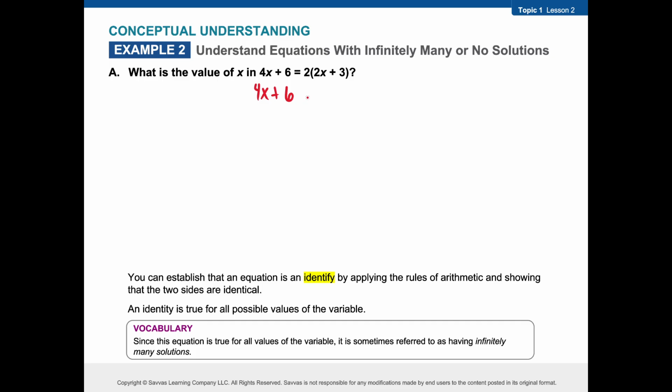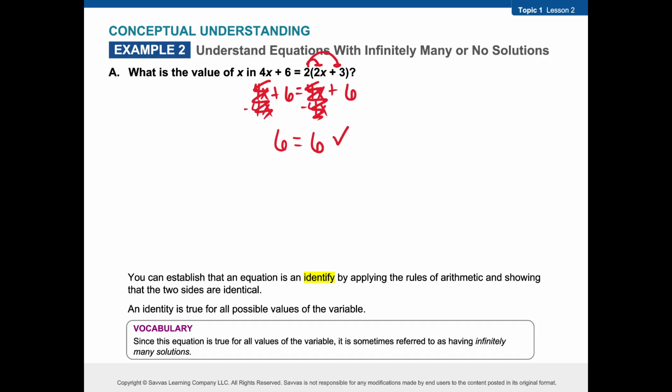When I go to distribute, example 2, understanding equations with infinitely many or no solutions. 2 times 2x makes that a 4x. 2 times 3 makes that a positive 6. You can tell already that both sides are identical. So what's going to happen when I now cancel out a variable, it's not going to matter which one, because since they're both positive, when you subtract 4x from both sides, they're both going to cancel out. Bring down the remaining numbers that you have left over. A positive 6 equals a positive 6.